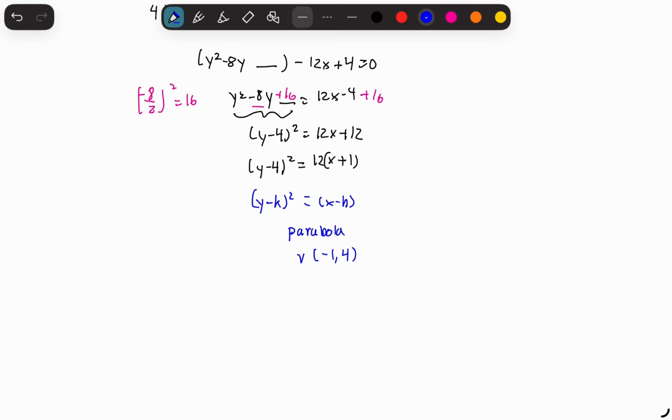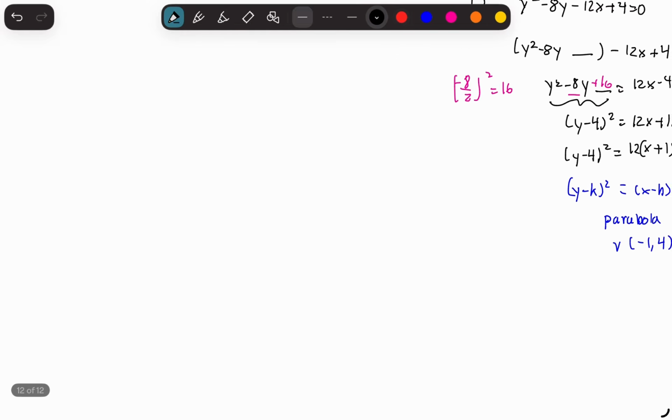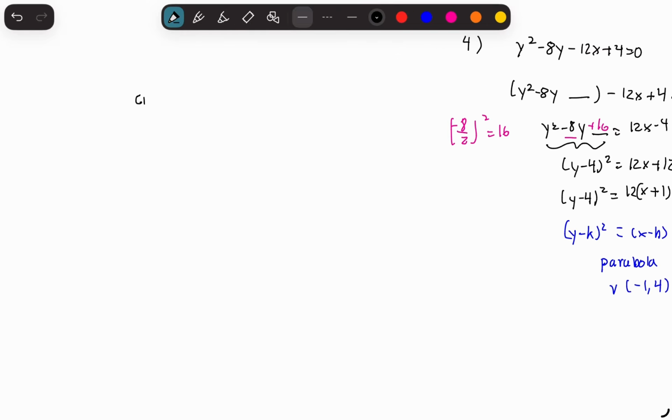So now let's go over what the general forms of all of the conic sections are again as a final review. In general, when you have a circle, that was when we had x minus h squared plus y minus k squared is equal to r squared. When you had an ellipse, that was when you had x minus h squared over a squared plus y minus k squared over b squared is equal to 1.